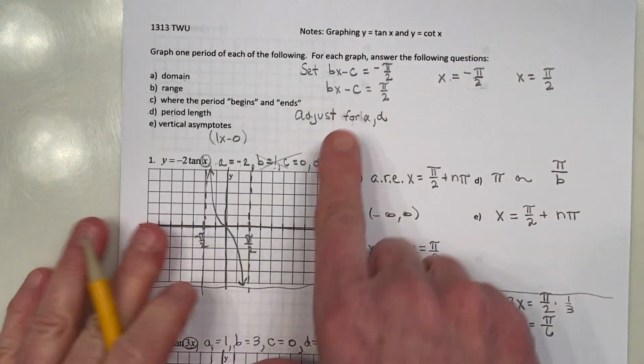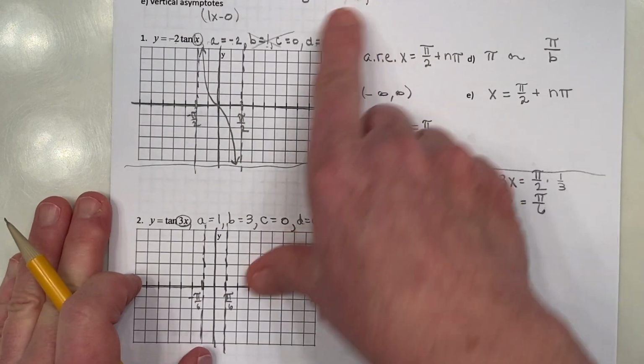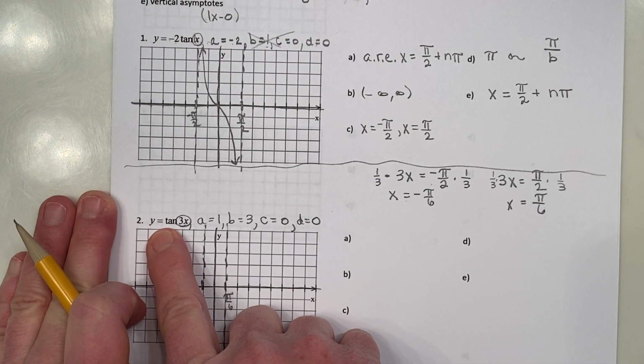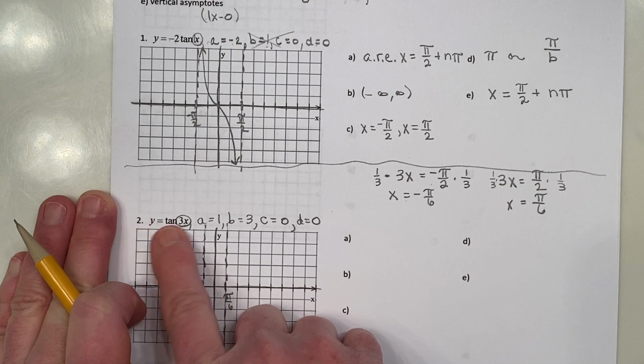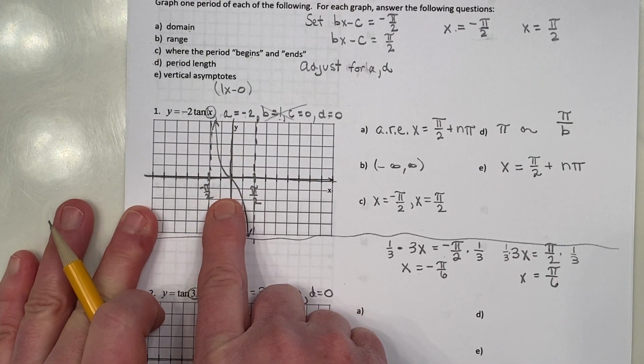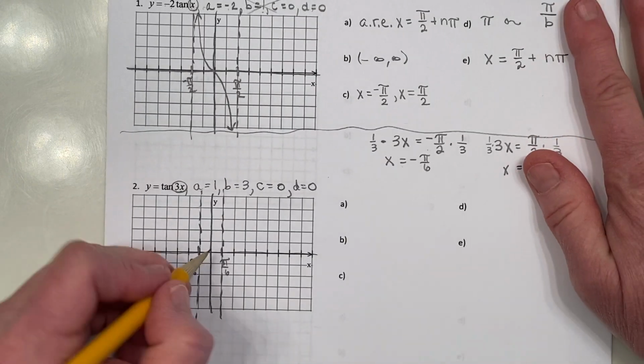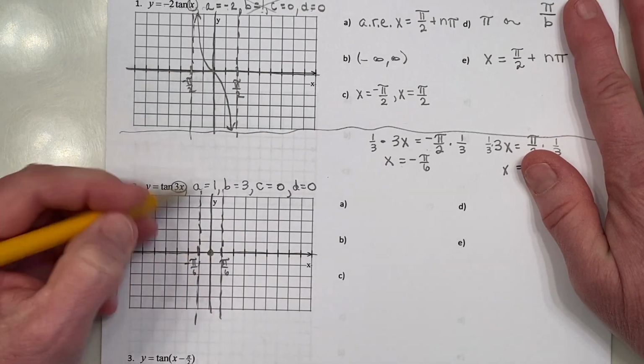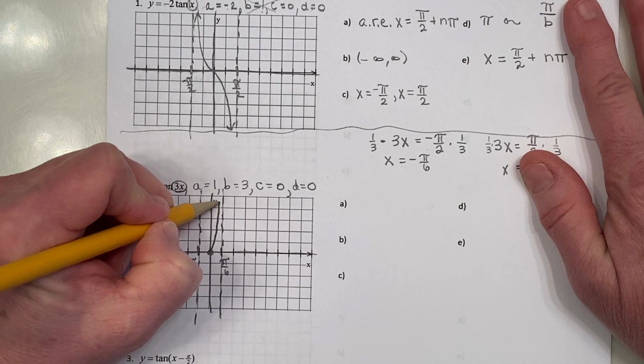Okay, and remember, we go back and adjust for any A or D values. Well, I don't have any vertical stretches or shrinks, no reflection because there's no negative, and I don't have to shift this graph from the origin up or down any because D is 0. So I have to go back and look at my parent function for tangent, and it looks like this.